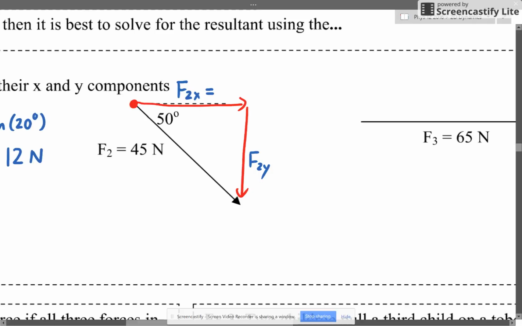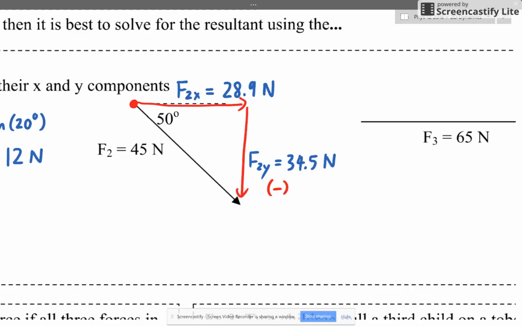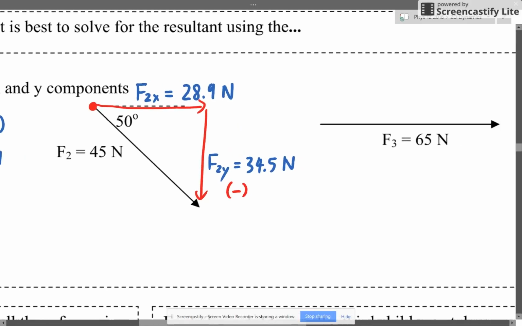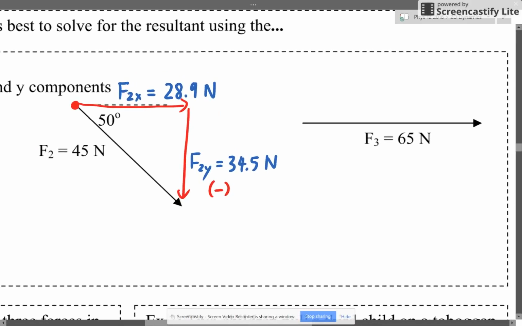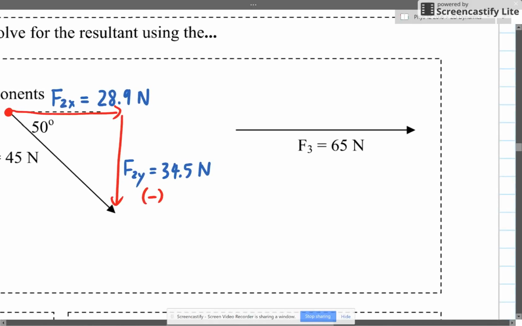All right, now this is after the pause, I assume. So you should get 28.9 Newton for the horizontal and 34.5 Newton for the vertical. Now I do understand that the vertical one is supposed to be negative, but my diagram already points down. So I will remember that it's negative if I have to do any calculation. Whereas your F3, well, there's nothing to break on this one, right? The last vector is already in the x direction. So there's nothing you need to do.